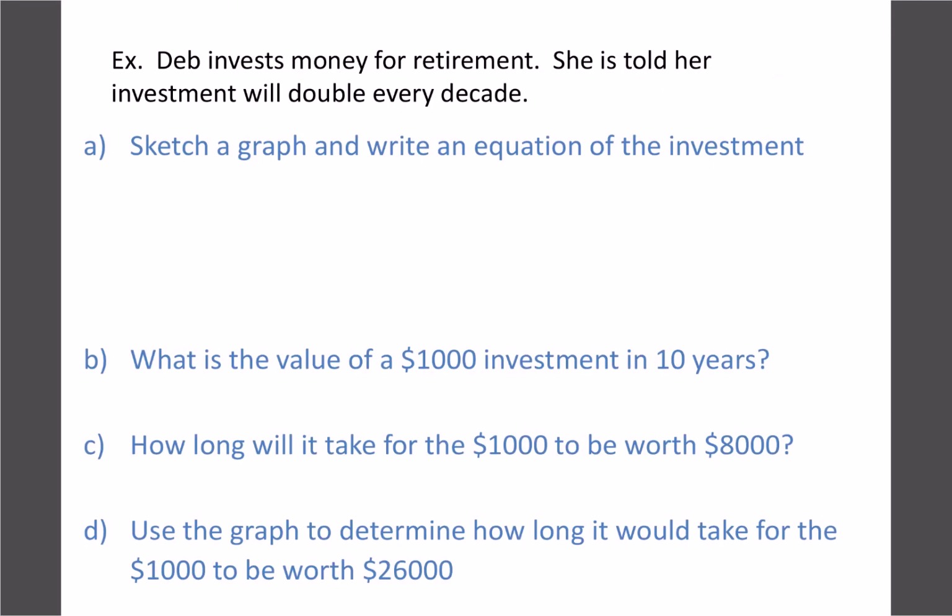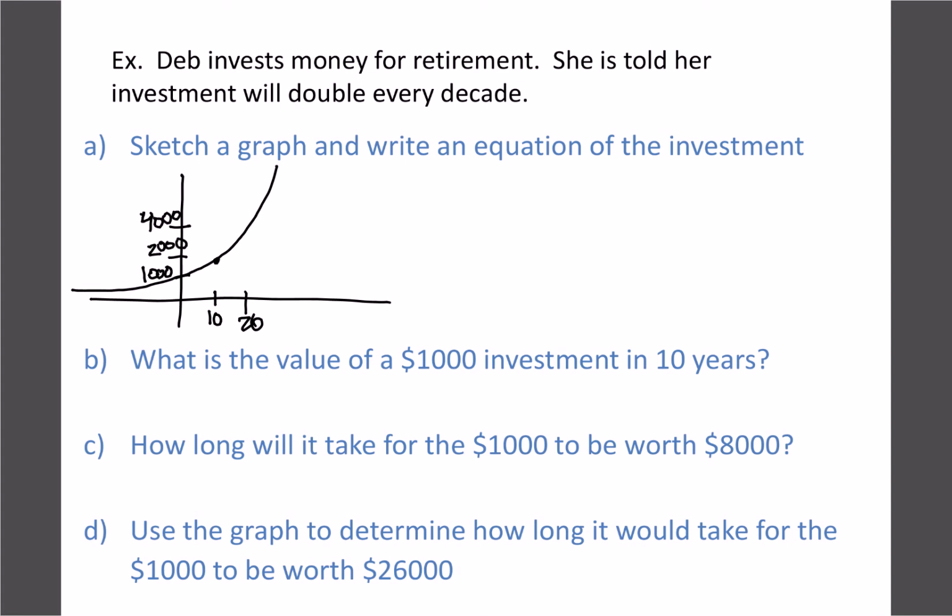Last example is sort of a real life application. So in this case it says we're going to put money in and it's going to double every decade. So that means at time 0, we put in $1,000, and we know that it's going to double. So our graph would be an increasing graph, so in 10 years we would be doubled, we'd be at 2,000, and then in 20 years we'd be up to 4,000, and so on.